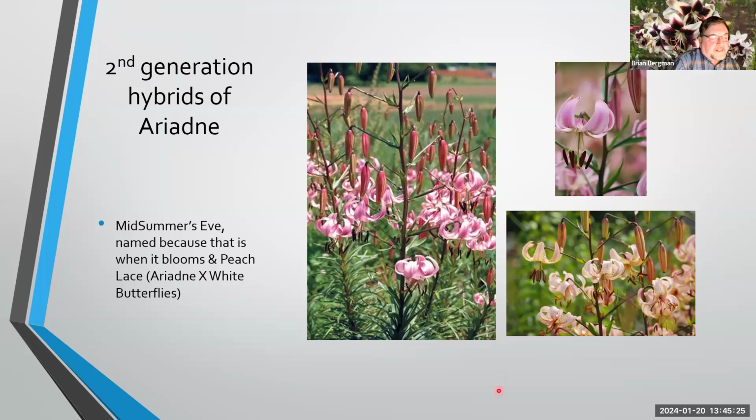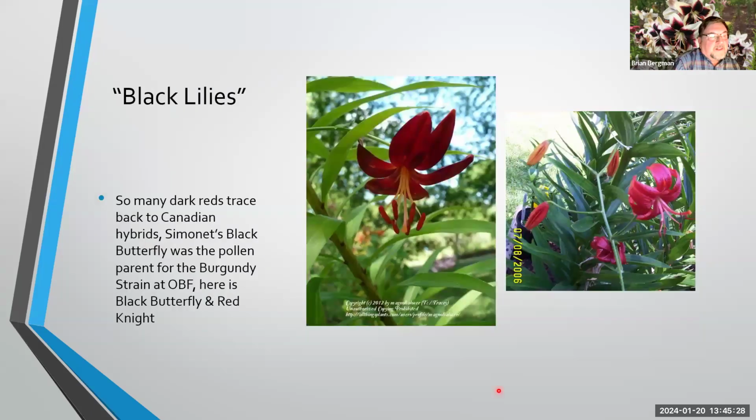Okay. Next slide. Now we're going into the black lilies. So many dark reds trace back to Canadian hybrids. Simonette's Black Butterfly was the pollen parent for the burgundy strains at OBF. And here is Black Butterfly on the left and Red Knight on the right. And these were used for breeding black lilies.